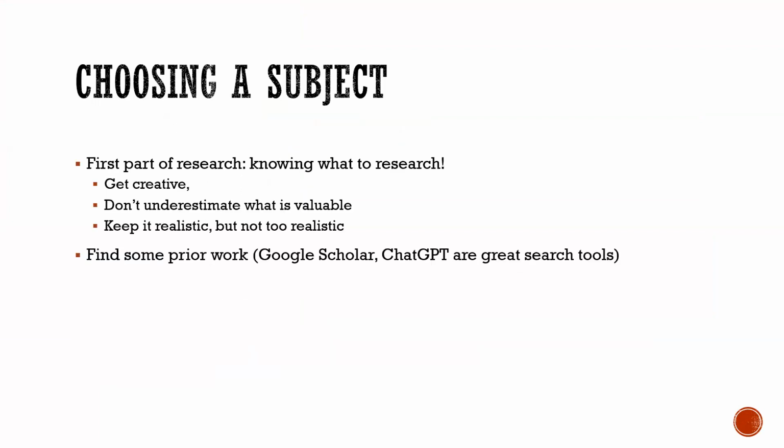Here's some starting out advice. The first part of a research project is going to be choosing a subject. It's got to happen, and it's often the hardest part. There's no precedent for it. You have to understand the field well enough to know what is going to be helpful, what is likely to be funded, and what hasn't already been completely explored.